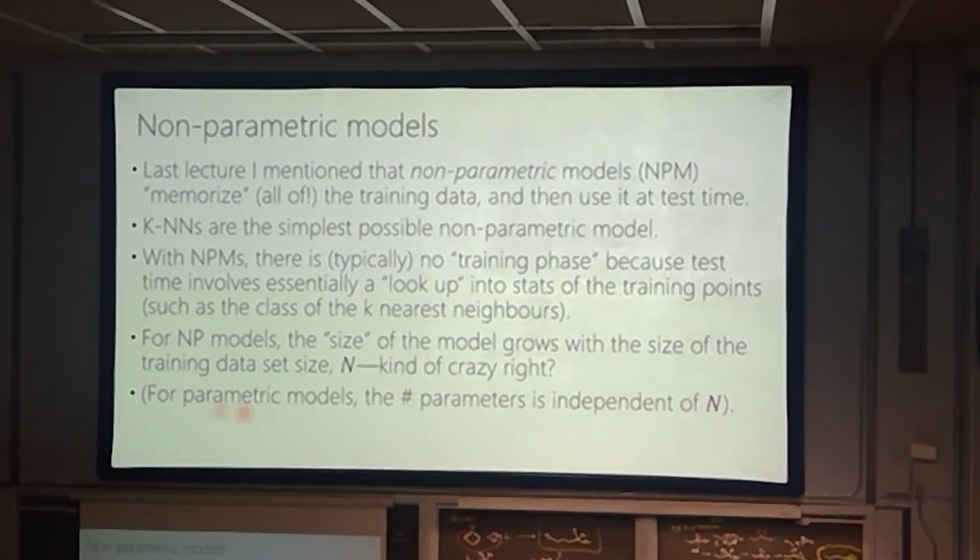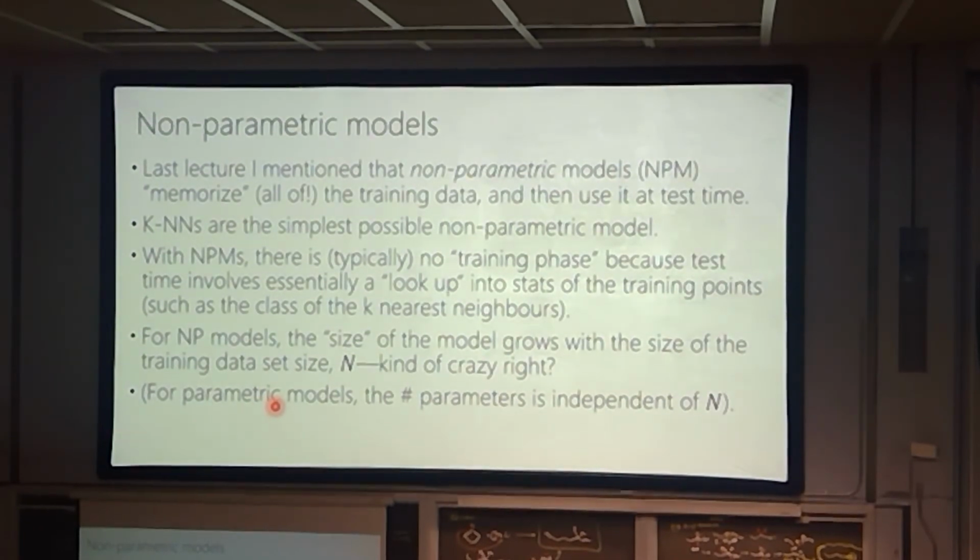But in contrast, for parametric models, like a neural network and logistic regression, all these other things, the number of parameters is independent of n, right? It's just like the dimensionality of the feature space or something like this. Well, a neural network could be huge, but it's not dependent on the number of samples.